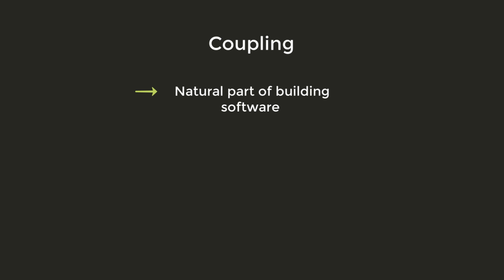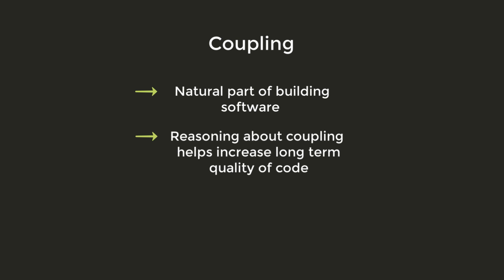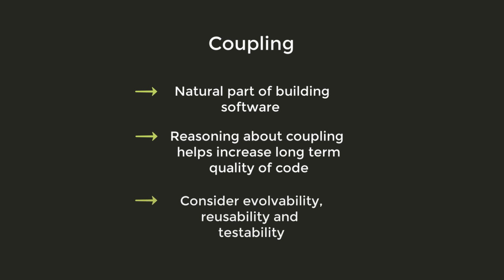It's important to remember that coupling is a natural part of software. To accomplish complex tasks, you will naturally have some complexity between the parts of your system. This is why coupling can be thought of along this kind of continuum. While you should absolutely avoid content and global coupling, being aware of the benefits and drawbacks of the other kinds of coupling will help lead you towards better designs. Ultimately, reasoning about how your code is coupled is important for increasing the long-term quality of your system, especially in terms of evolvability, reusability, and testability.